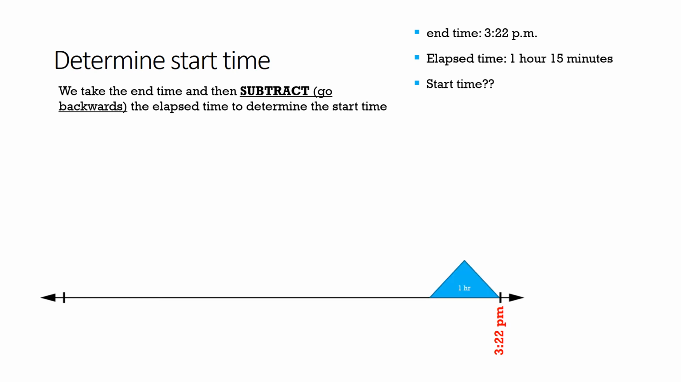So we know a mountain is an hour, so we're going to put a mountain in, and we're working backwards. So 3:22 minus 1 hour would be 2:22, and then we need to subtract 15 minutes. So we're going to start with a hill of 10. 2:22 minus 10 would be 2:12 p.m. And then we're going to subtract 5 more, so we have our full hour and 15 minutes. 2:12 minus 5 would be 2:07. So whatever event you were doing, if it ended at 3:22 and had gone on for an hour 15 minutes, then it had started at 2:07 p.m.